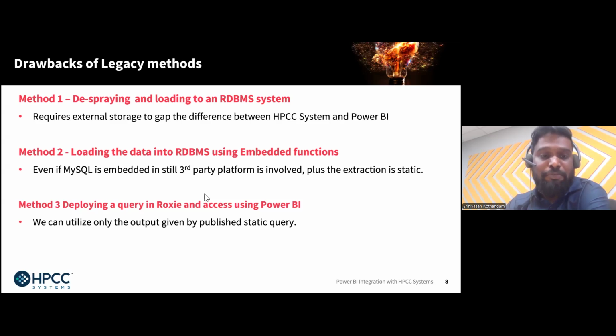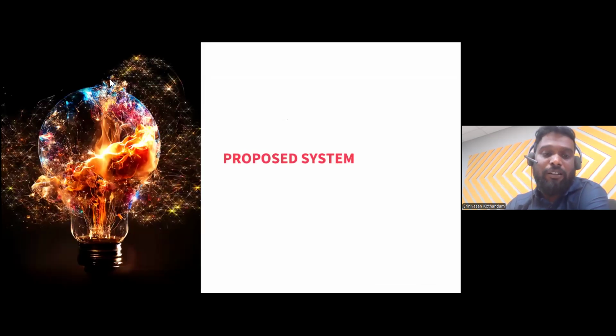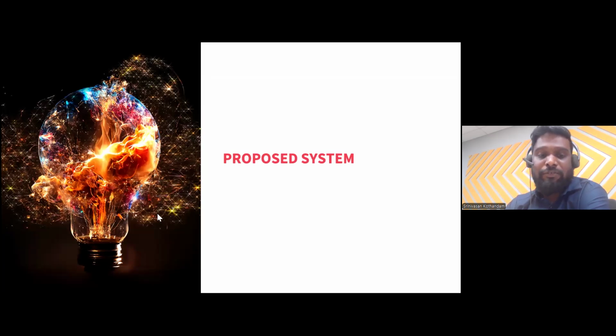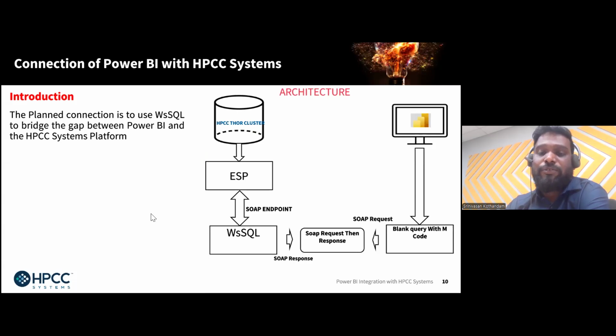Method 3 bypasses the RDBMS system and storage layer, but the query which we deployed in the Roxie will be very static. From the Power BI point of view, if we need more data or want to change the underlying logic in reading the keys, it leads to a redeployment of queries, code, and the change management system. Everything will be needed for modifying that underlying logic. So, to overcome all these drawbacks of the existing methods, we have come up with our proposed method. From this point, Ash will take us through the underlying design and steps for using the proposed method.